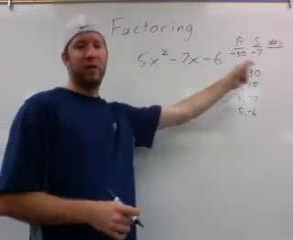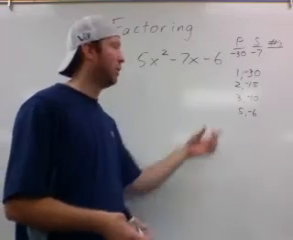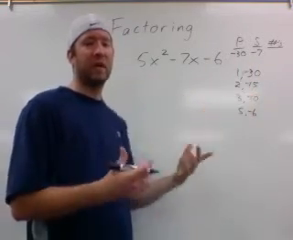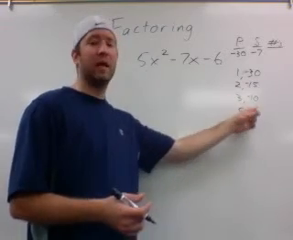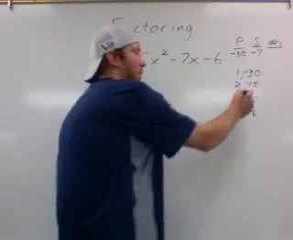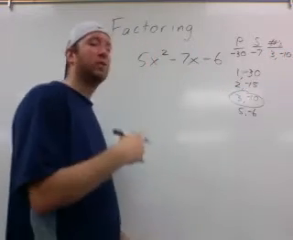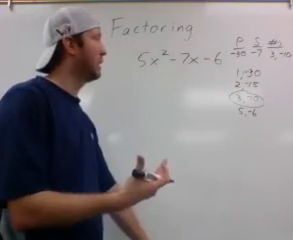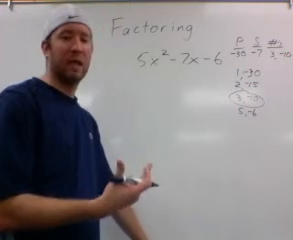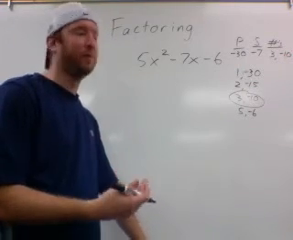Well, 1 and negative 30 is negative 29. Nope. 2 and negative 15, negative 13. Nope. 3 and negative 10. Yes, there it is. There's my winning numbers, 3 and negative 10. So 3 times negative 10 multiplies to negative 30, and 3 plus negative 10 adds to negative 7.